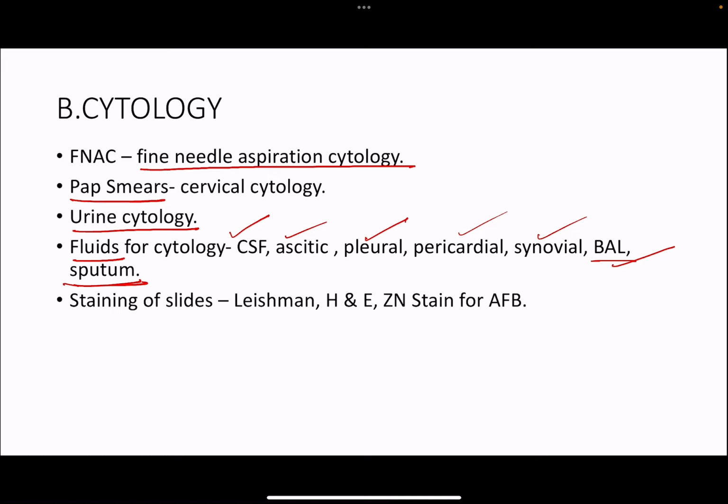All this cytology staining of the slides is done most commonly using Leishman and H&E. In cases of TB suspicion, to check for AFB, you would request for ZN stain. Coming to FNACs, most commonly seen in our college are for lipomas, sebaceous cysts, thyroid, and breast lesions. For thyroid and breast specifically, and for lymph nodes less than 1 centimeter in size, we do it under the guidance of ultrasound.